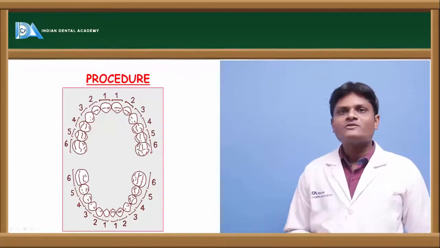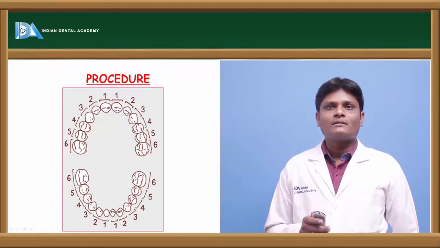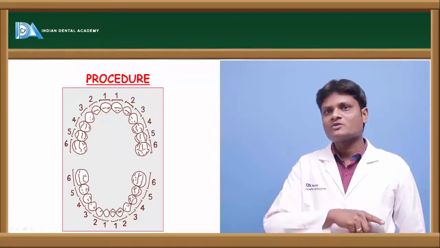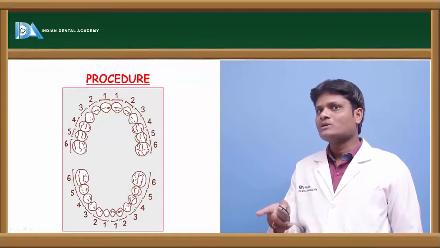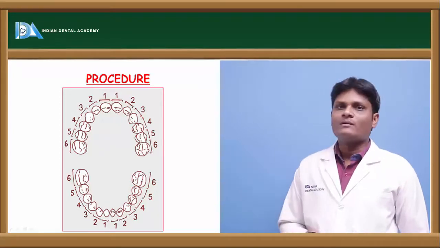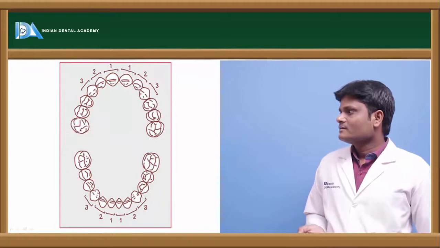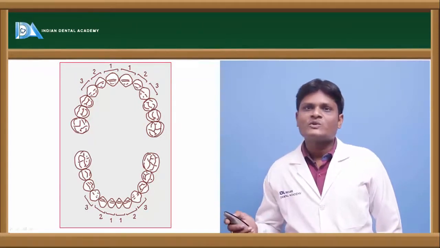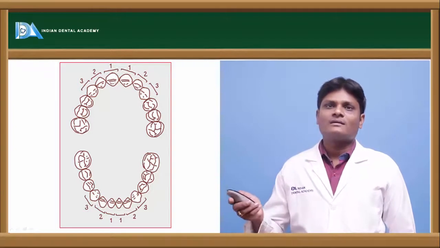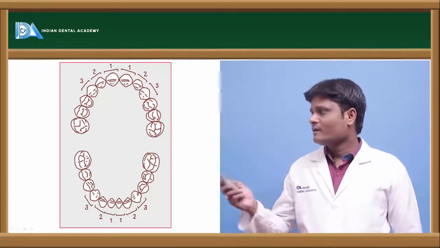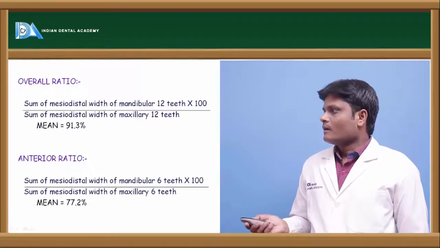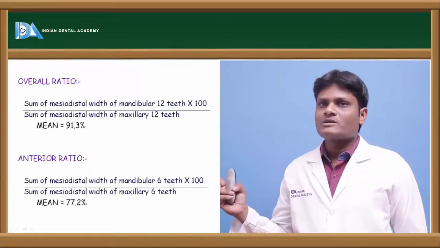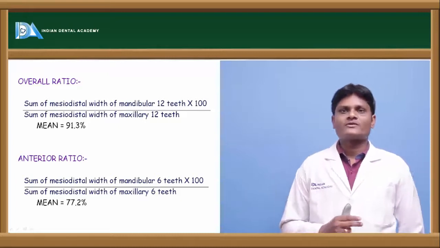We need to measure the mesiodistal widths of the teeth which are present mesial to the second molar. That means first molar on one side of the arch to the first molar on the other side of the arch, both in the maxilla and mandible. We should calculate another measurement, that is mesiodistal widths of the 6 anterior teeth in the maxillary and mandibular arch. Now we should calculate two values. One is overall ratio and another one is anterior ratio.